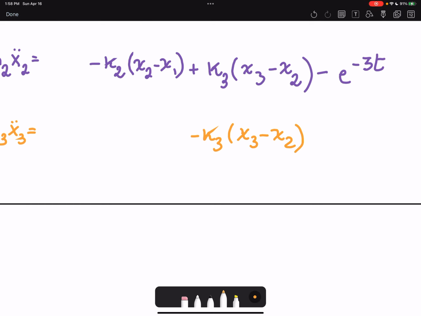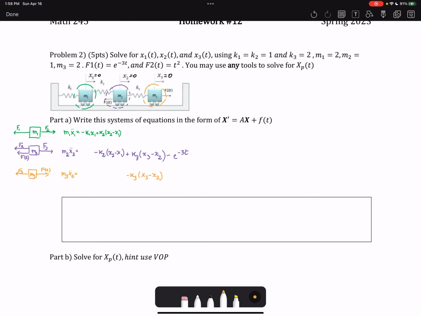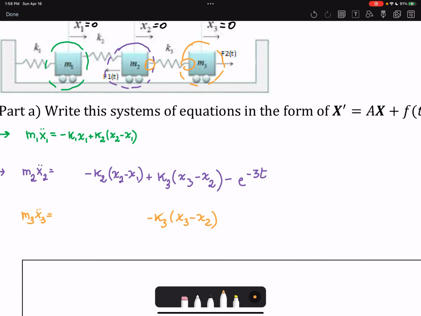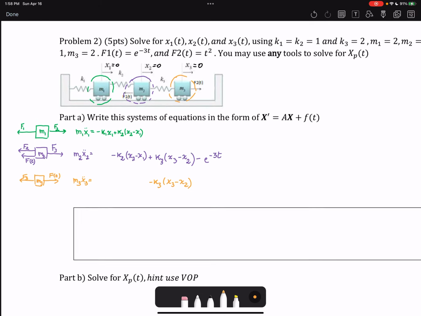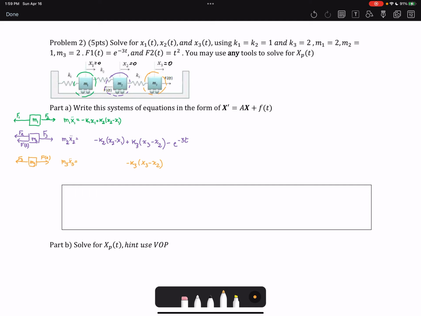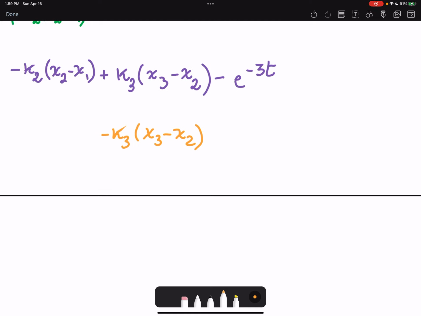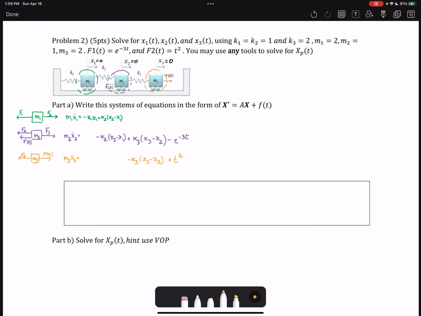And notice how this is the same force as this, it's just in the opposite direction because a spring exerts the same force at both ends, just in opposite directions. And then we have plus t squared. So here we have plus t squared right here.